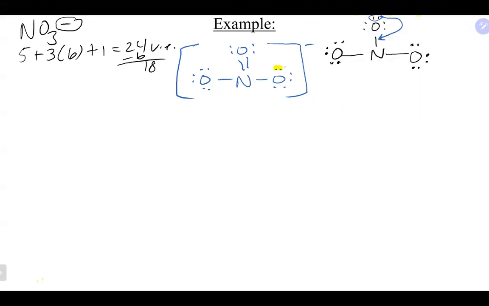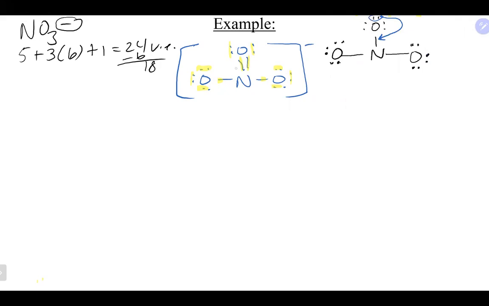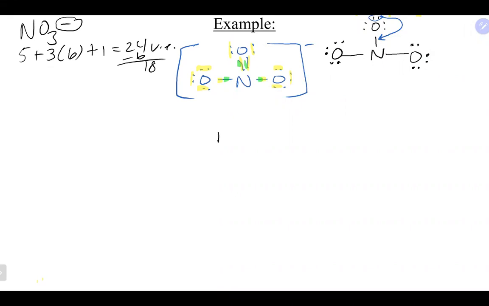Our oxygen here has 2, 4, 6, 8. This oxygen 2, 4, 6, 8. This oxygen 2, 4, 6, 8. And now our nitrogen has 2, 4, 6, and 8. So everybody has 8 electrons around it. And this would be the proper structure here for nitrate.